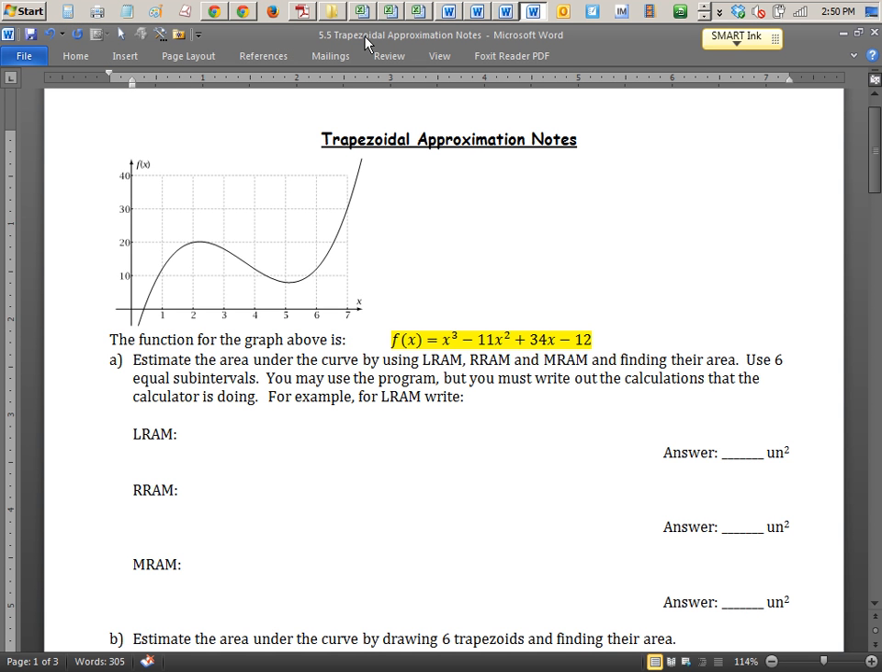Okay, we've already discussed how to find the exact area under a curve. And this is section 5.5. Strangely, we're going back to approximating the area under a curve after learning how to find the exact area. We learned that finding the exact area involves finding the antiderivative, plugging in the two limits of integration, and doing a difference. So that's how we normally do it.